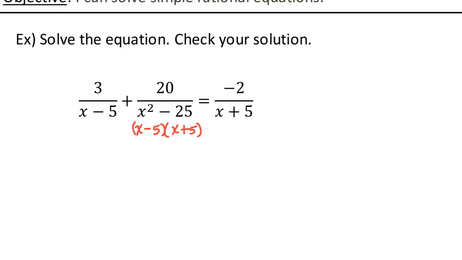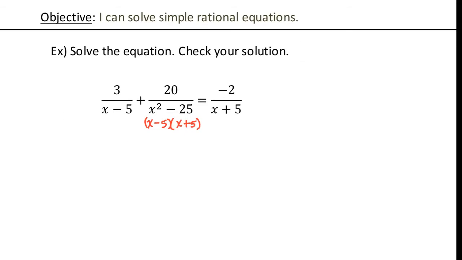Once your denominators are factored, then you have to find the LCD. So I'm going to put that on the side. My LCD is anything they have in common. So this x minus 5 is in common here. So we'll write it once in the denominator, x minus 5. And then the other one they have in common is the plus 5. So x plus 5 goes over here.